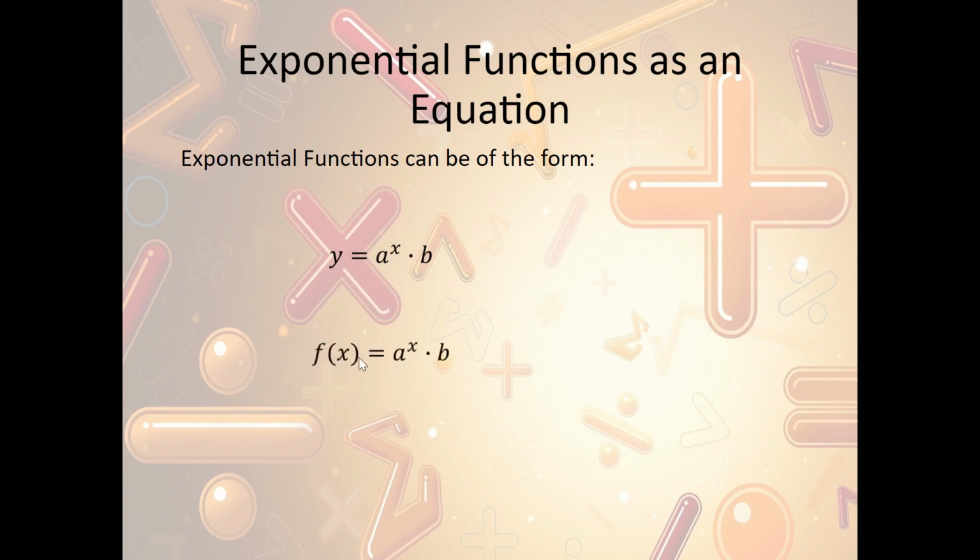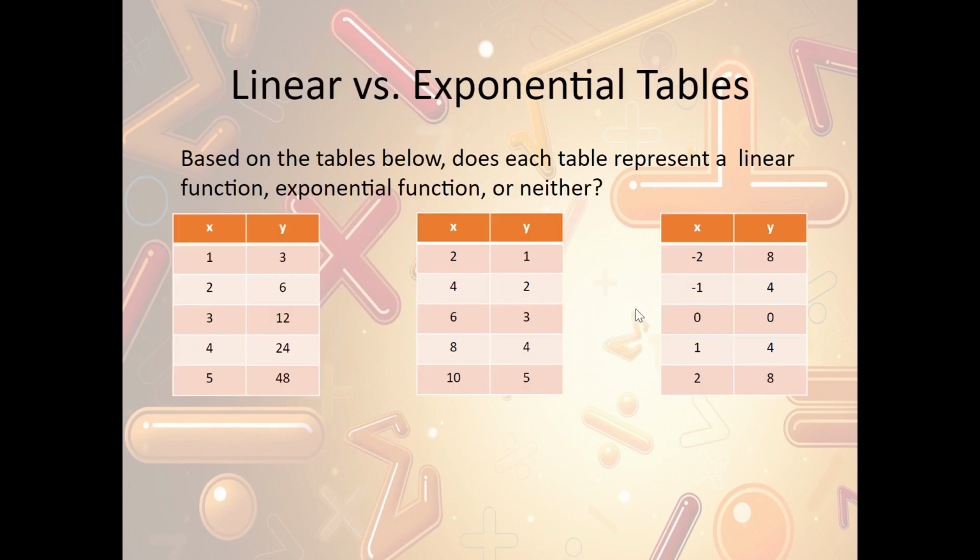Or it could be f of x equals a to the x times b. Here, an example of this is y equals 3 to the x times 4. Now, if you notice in all of these, y has a power of 1, and x is the power of the base number. So these are exponential functions. So how can we compare these?